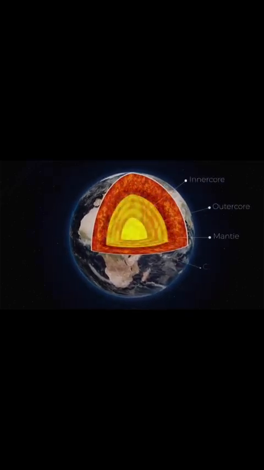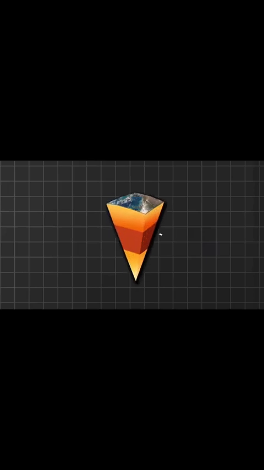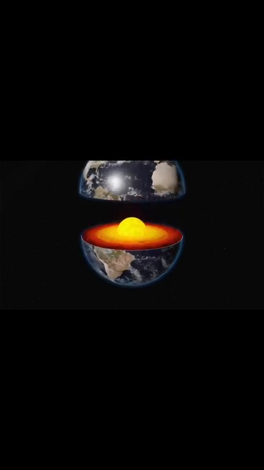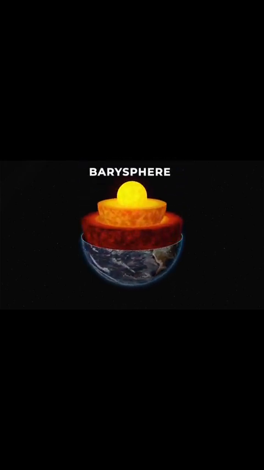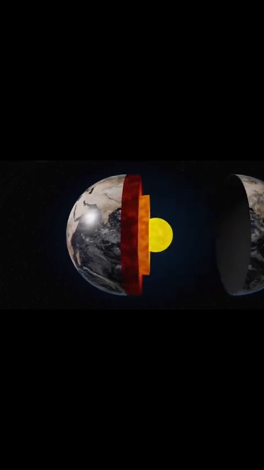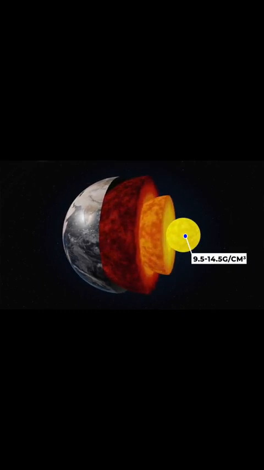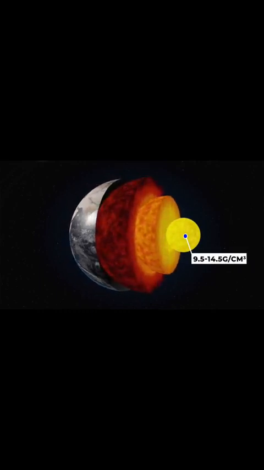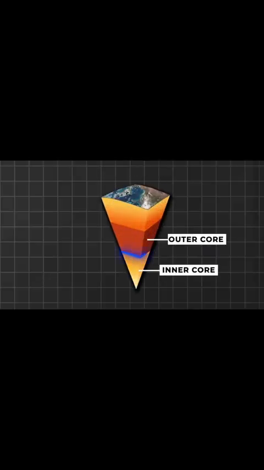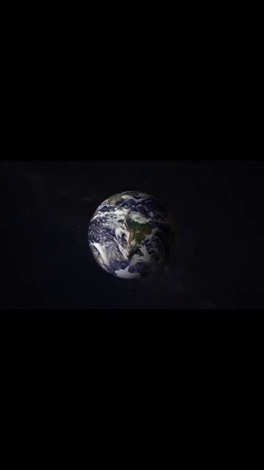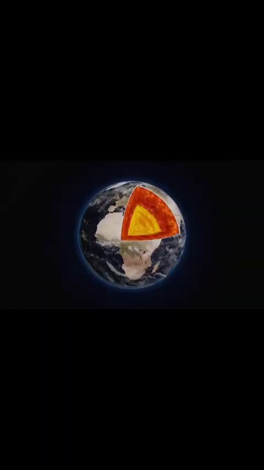Core is the innermost layer of the Earth. The Gutenberg discontinuity is the layer which separates the mantle and core. The core is occasionally known as barysphere. This is the densest layer of the Earth. Its density is 9.5 to 14.5 grams per cubic centimeter. The outer core and inner core discontinuity is known as the Lehmann discontinuity. We know only limited information about the Earth's interior because of the high temperature of the Earth.